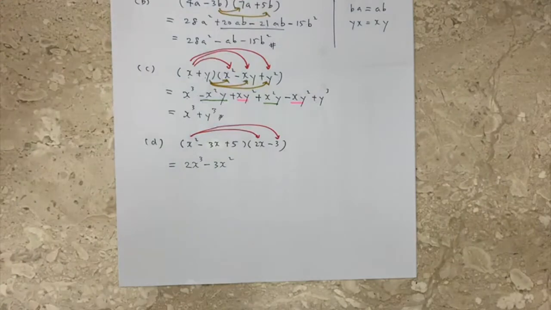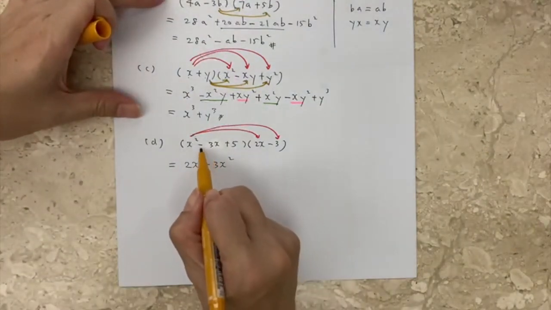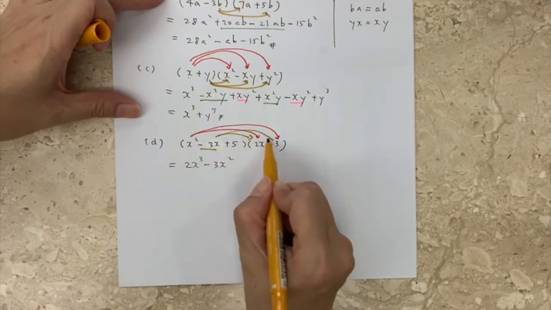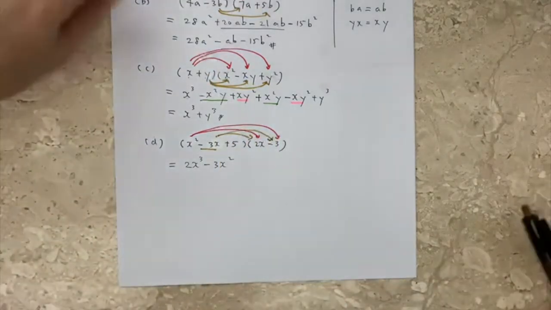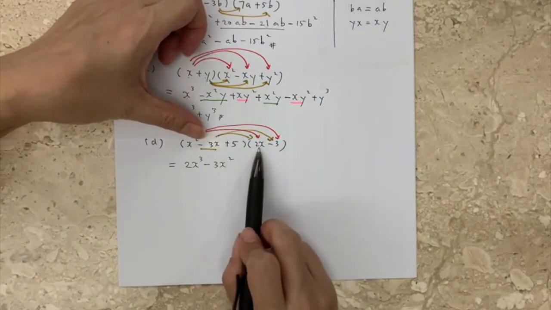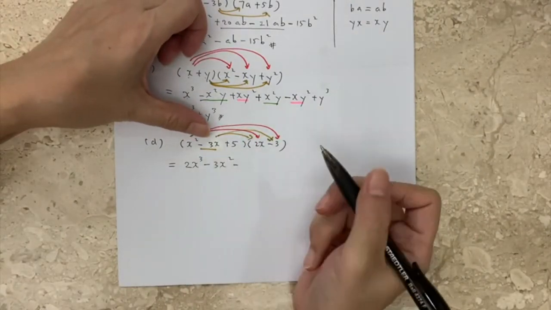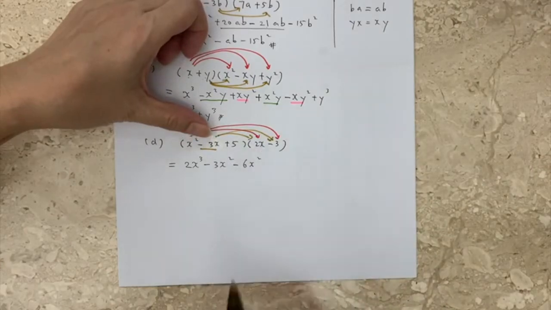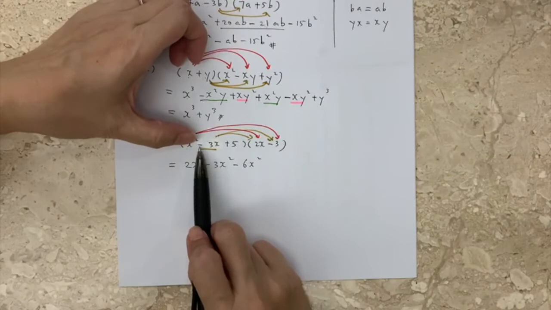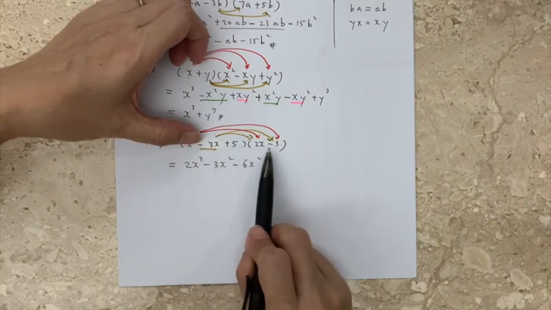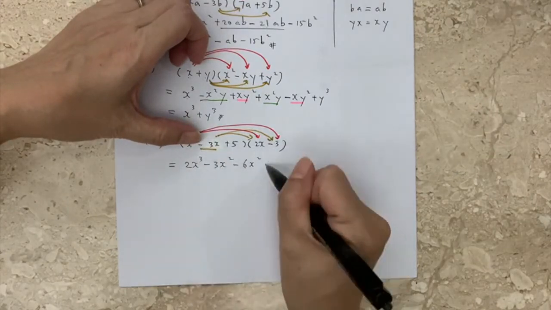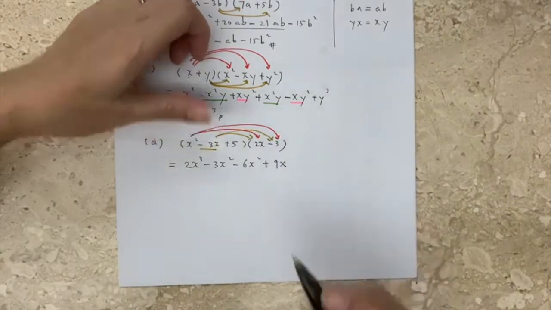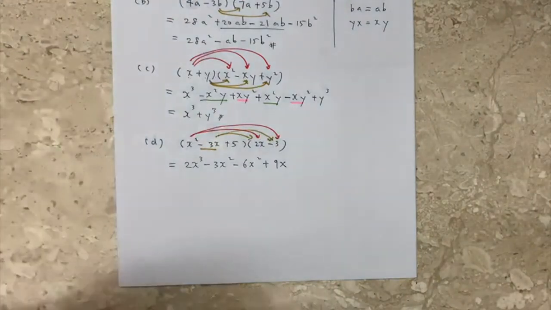Okay, alright, so what's next then? It comes to this term times this term, and then minus 3x times this term. So minus 3x times 2x, which is minus, 3 times 2 is 6, so that is x squared, because x times x is x squared. Now it is minus 3x times minus 3, so it becomes positive, 3 times 3 is 9, so 9x.